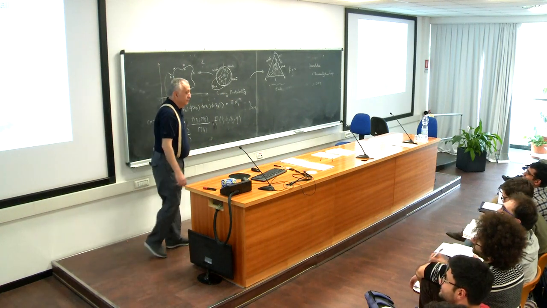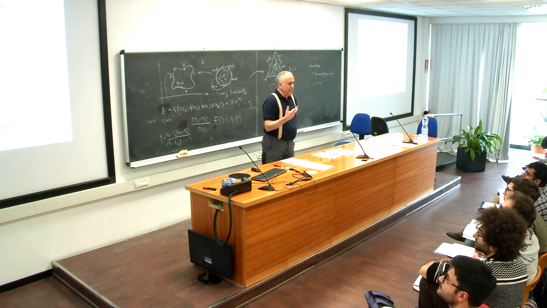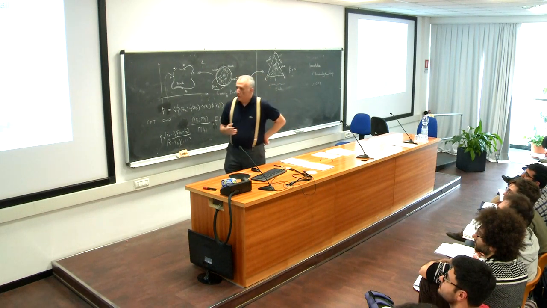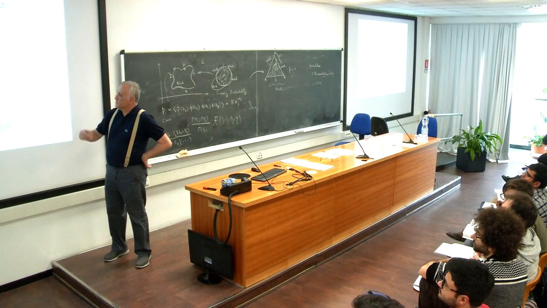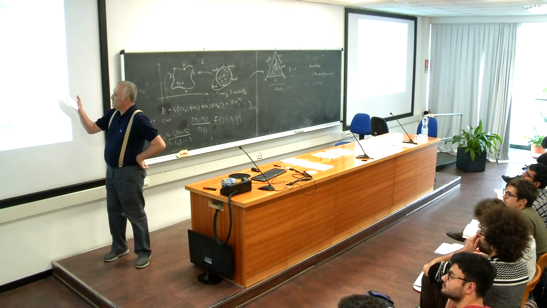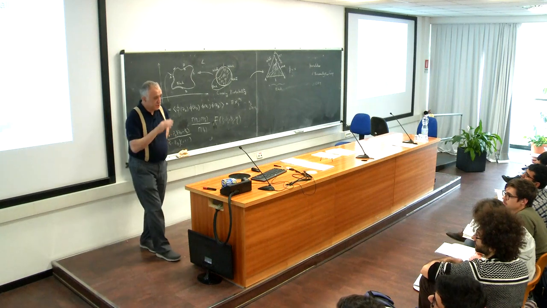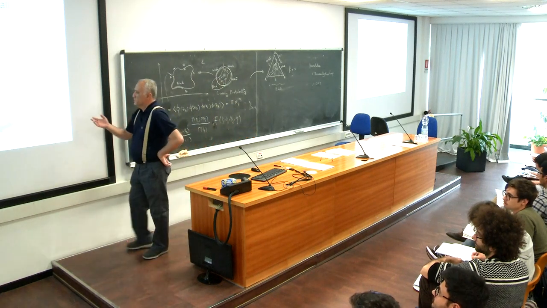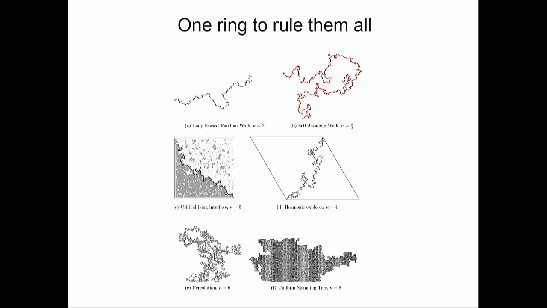In fact, I have by this method a way of producing many critical paths by just changing kappa. When kappa is equal to 2, I generate loop-erased random walk. When kappa is 8/3, I generate a self-avoiding walk. For kappa equal to 3, I generate the Ising interface, the critical Ising interface. Another path, which is called the harmonic explorer, comes out at kappa equal to 4. Percolation comes out at kappa equal to 6. And the uniform spanning tree at kappa equal to 8.